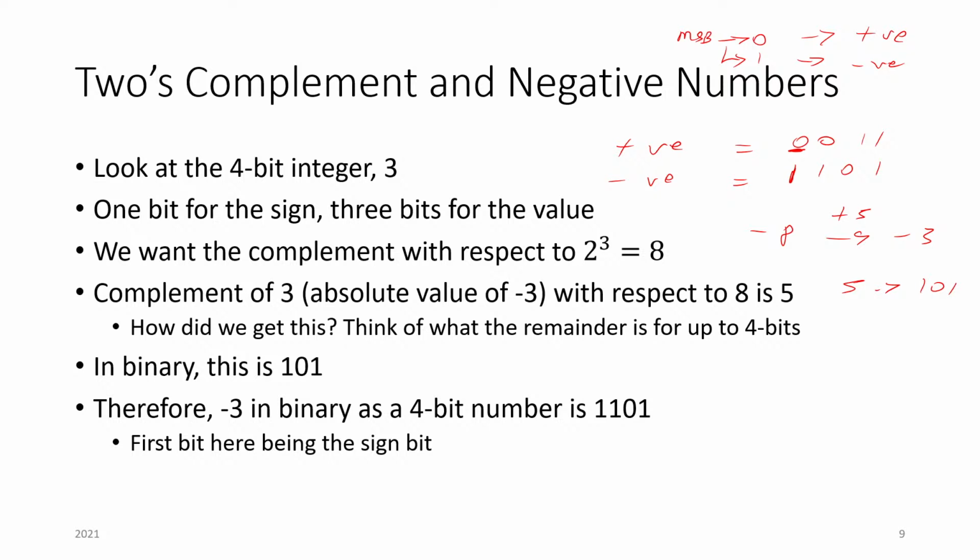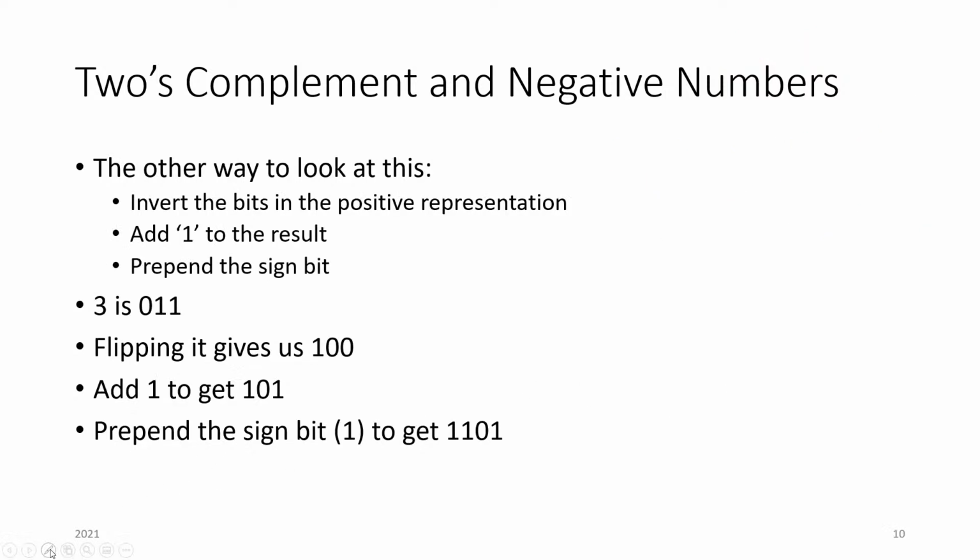This is a very quick way for us to go about doing this for 2's complement. The other way to do this is basically you invert the bits in the positive representation, add 1, and prepend the sign bit.